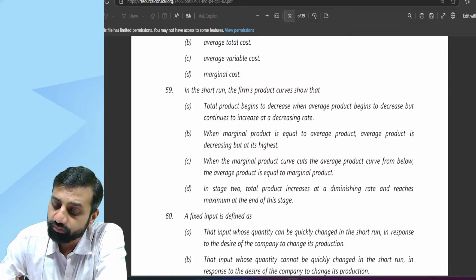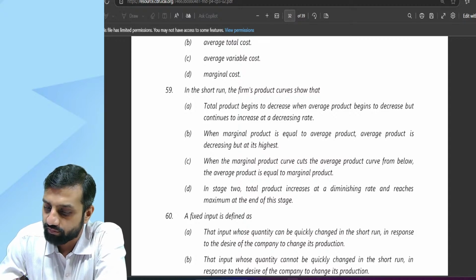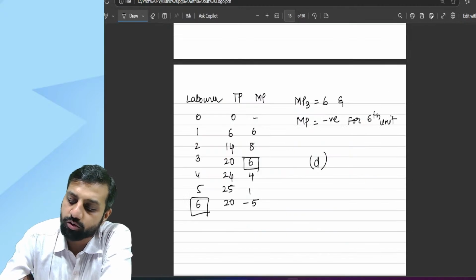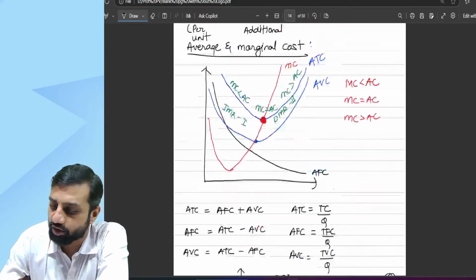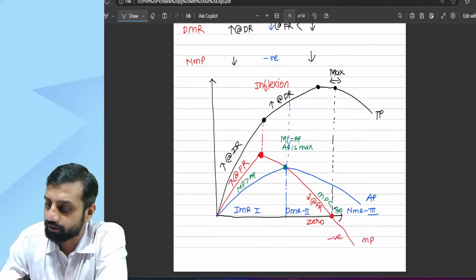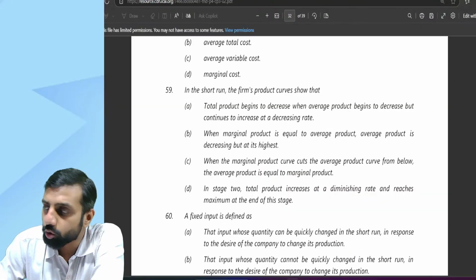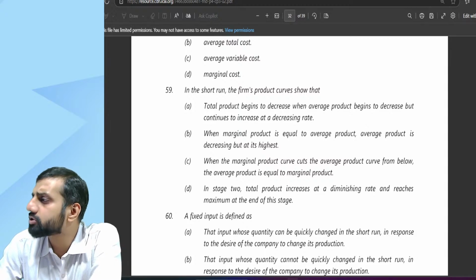Now, in the short run, the firm's product curves show that. So for that, you need to know this diagram which we had drawn earlier about total product, marginal product, and average product. So let's read. Total product curve begins to decrease when average product begins to decrease.